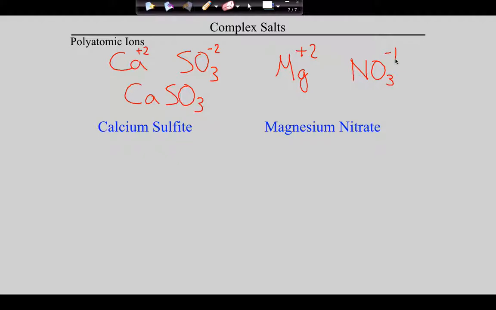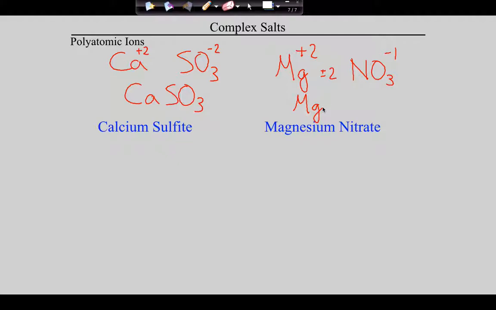Now we have to balance charges. Magnesium is +2, nitrate is -1. So the first place that +2 and -1 meet is at ±2. This means that we need 1 magnesium in order to have a charge of +2.